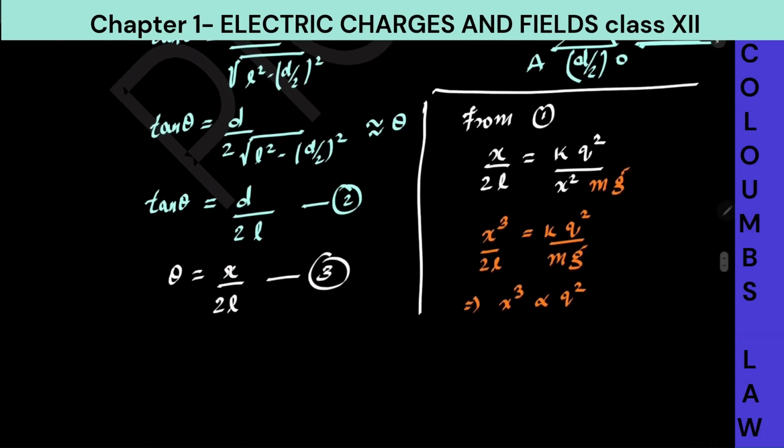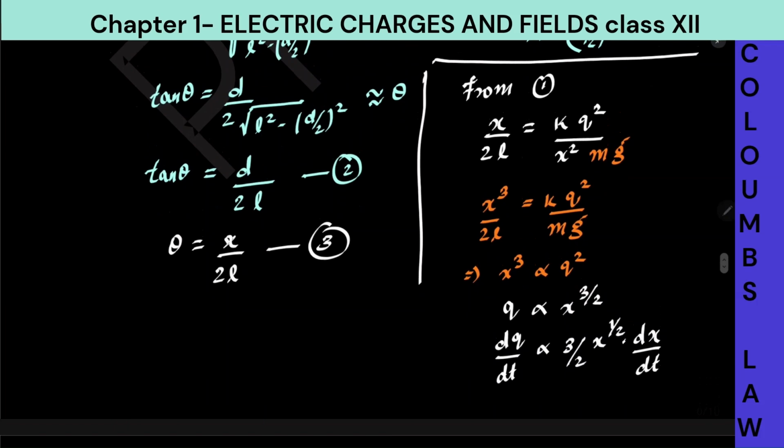Clear? So we can now differentiate this equation. Before we differentiate, let's take the square root on both sides: q is proportional to x to the power 3 by 2. Now let's differentiate. Differentiation will give you dq by dt proportional to 3 by 2, which is a constant, times x to the power 3 by 2 minus 1, that is x to the power half, times dx by dt, because we are differentiating with respect to t. This is our implicit function. So 3 by 2 is a constant, and dx by dt is what? v, correct? So dq by dt is proportional to x to the power half into dx by dt, which is v.